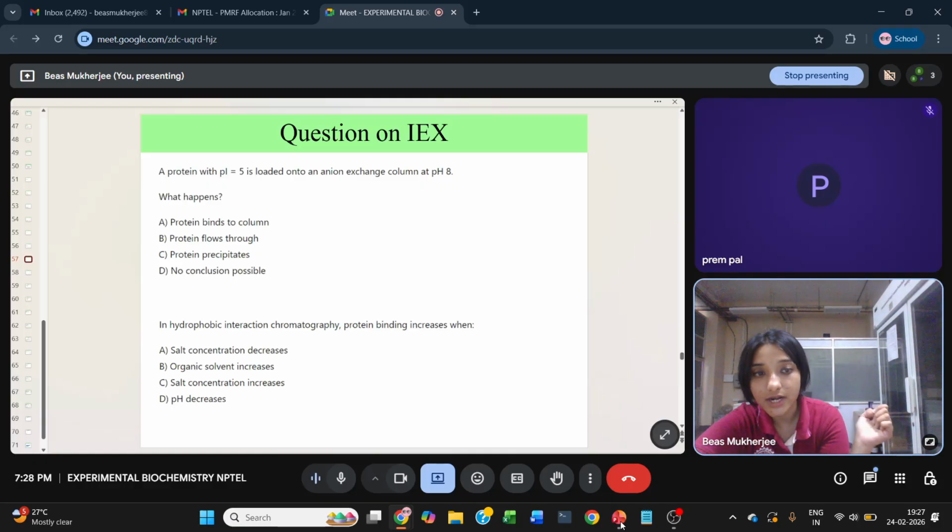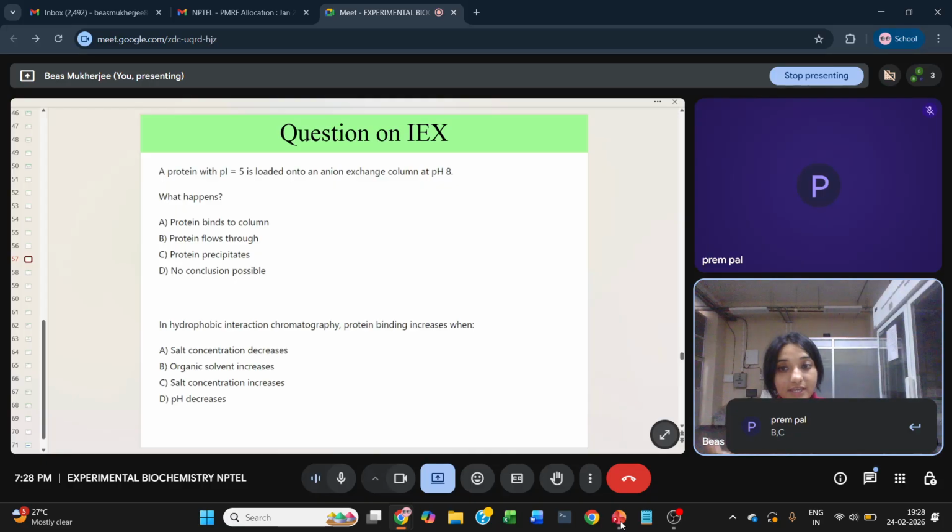Now remember the number line. In the number line, the left hand side had negative and the right hand side had positive. Always remember that for protein charge, it is just the opposite. Okay. So you have positive when the pH is lower. B and C, very good. Okay, very good. You're very fast. Good. So in hydrophobic interaction chromatography, the protein binding increases when salt concentration decreases, organic solvent increases, salt concentration increases, and pH decreases. Okay, very good.